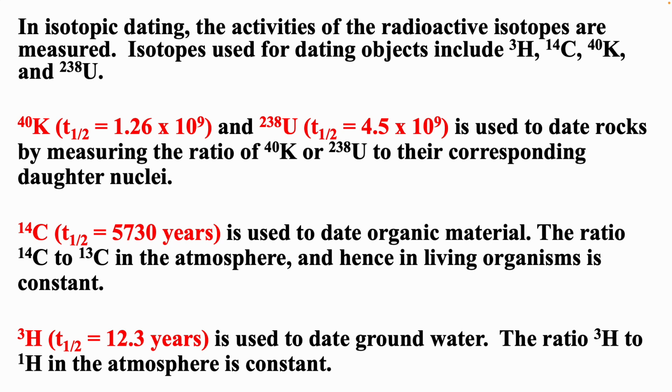And so for isotopic dating, the activities of radioactive isotopes are measured. And so the activity is just the rate of change, how often they're producing the radiation. Isotopes used for the dating include tritium, carbon-14, potassium, uranium-238. We'll see in the next slide a couple more. And so for potassium and uranium, they're used to date rocks. For carbon-14, it's used to date how long ago organic material died. And for tritium, it can be used to date groundwater.